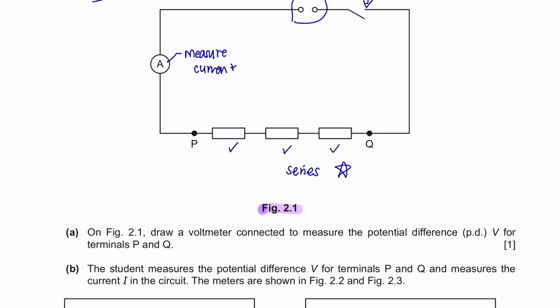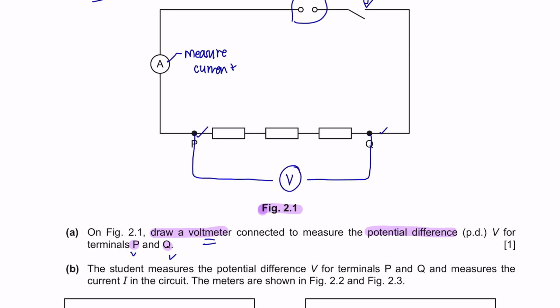Question A. Draw a voltmeter connected to measure the potential difference V for terminals P and Q. A voltmeter should always be connected across the components. Since we're looking to find the potential difference of terminals P and Q, we're going to extend the wire from P to Q and then place our voltmeter like this across the resistors.